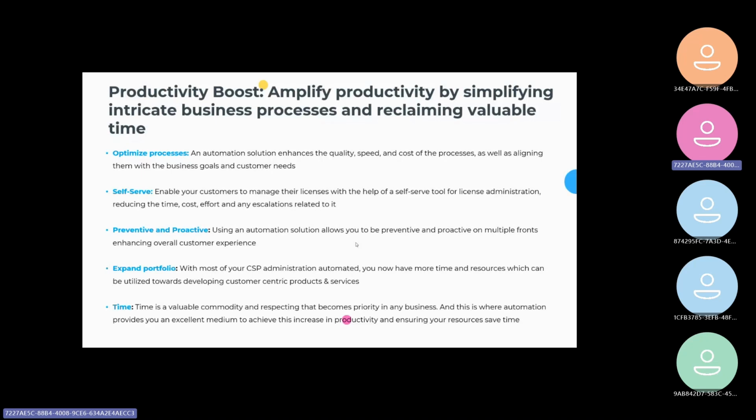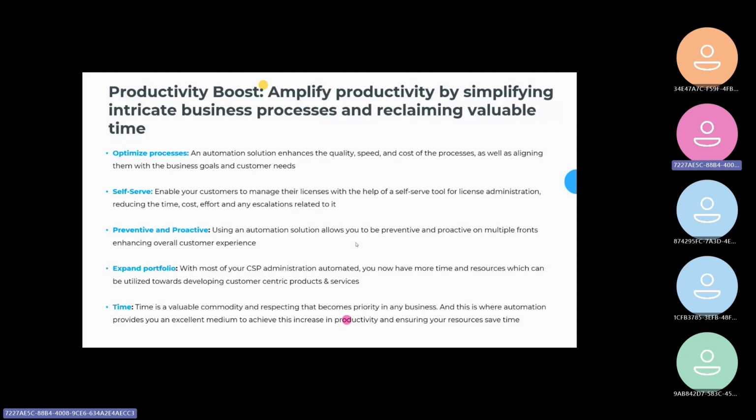There is always demand for technology, and at the same time, with the resources that you're able to save, you will be able to dedicate these resources towards research and development of such products and even services that you can offer to your customers. With the help of this, you'll be able to expand your entire business portfolio too. And of course, with all this, time becomes the most valuable commodity.